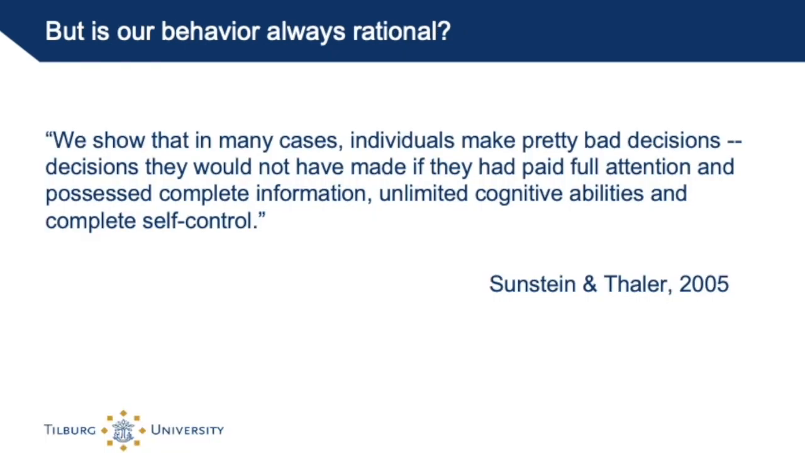Here is a quote that goes to show the same thing from Sunstein and Thaler. They say that in many cases individuals make pretty bad decisions they would not have made if they had paid full attention and processed completely the information that was available, if they had unlimited cognitive abilities and complete self-control. So given that we assume indeed that it's not always rational what people do, and actually sometimes we just make really bad choices that we could have avoided, now what?